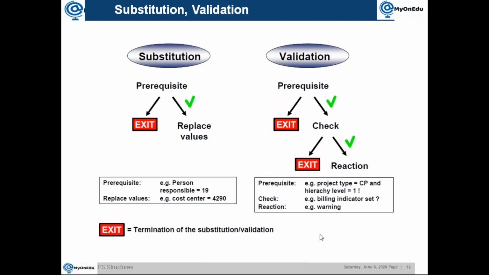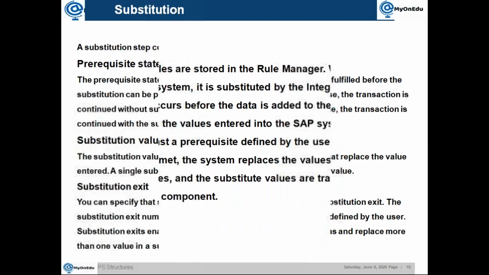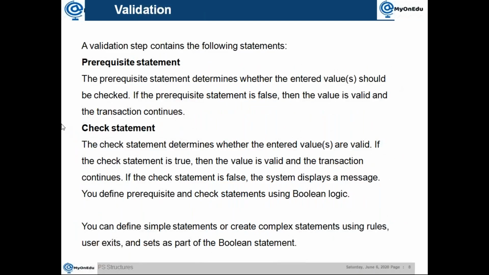That's what they are mentioning here. The check statement determines whether entered values are valid. If the check statement is true, then the value is valid and the transaction continues. If the check statement is false, the system displays a message. You define the prerequisite and check. But the prerequisite is the other way around. If it is false, then it won't check. If it is true, then it will check.